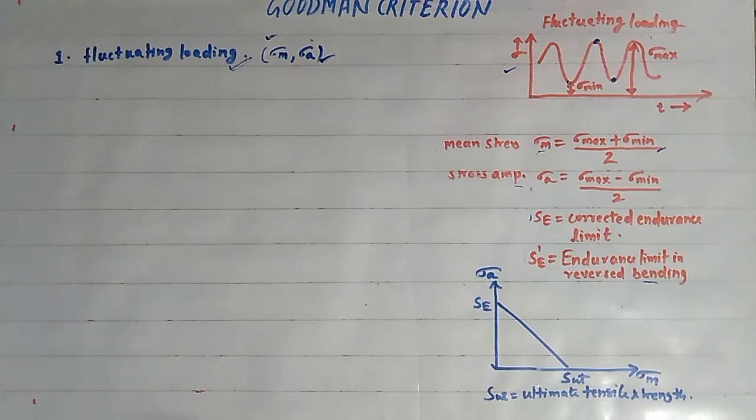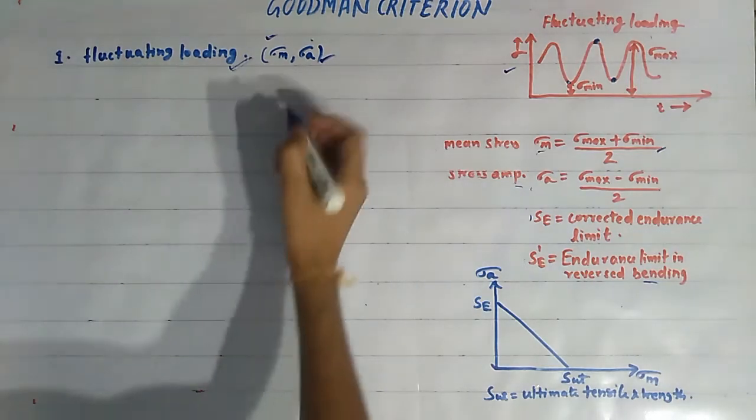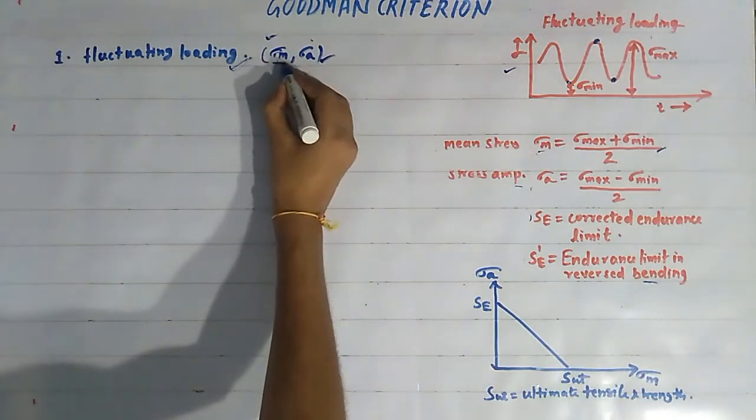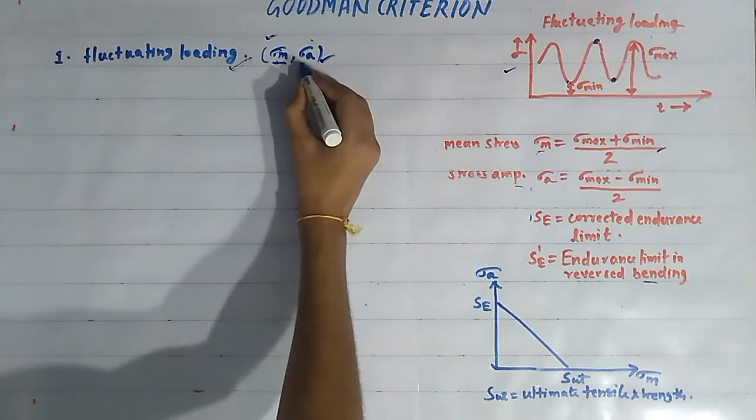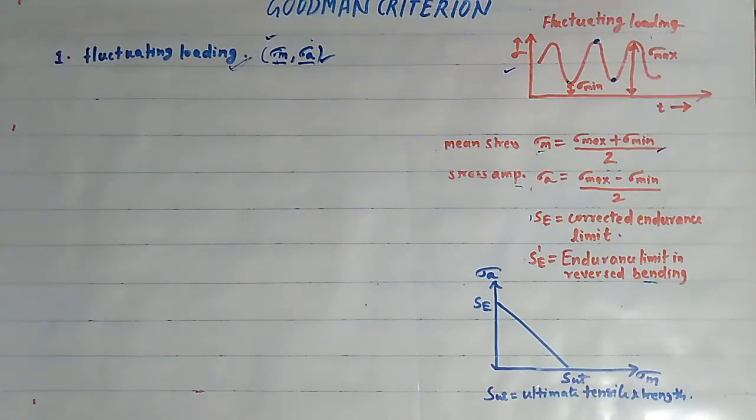Friends, the first thing that we have to note down here is that this Goodman criteria of failure is used whenever a fluctuating loading condition exists on the component. That is, when both the mean stress denoted by sigma m and the stress amplitude denoted by sigma a are acting on the component, and the fluctuating loading can be of this type.